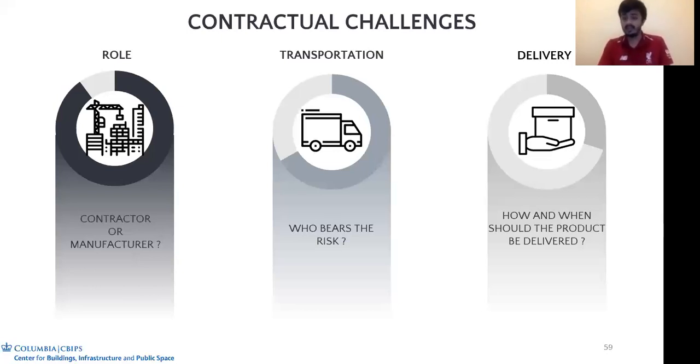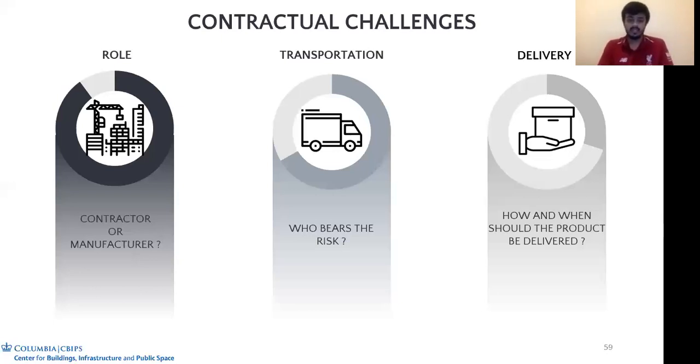Moving on, the second contractual or legal challenge seen when it comes to modular construction is the transportation and who bears the risk. If a modular builder is considered a merchant or a manufacturer, the risk of loss passes to the buyer upon receipt. Conversely, if the modular builder is not considered a merchant, the risk of loss or the damage that can happen while transporting these modules passes to the buyer on tender of delivery.